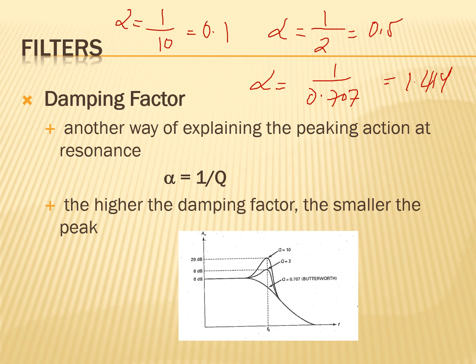So what do we notice? We notice that the higher the damping factor, the smaller your peak is. And this can be seen through this figure. So 0.707 gives us a Butterworth response. The higher the damping factor, the smaller your peak. So this is the effect of Q on the second order response. When we say damping, we mean reducing or somewhat diminishing.